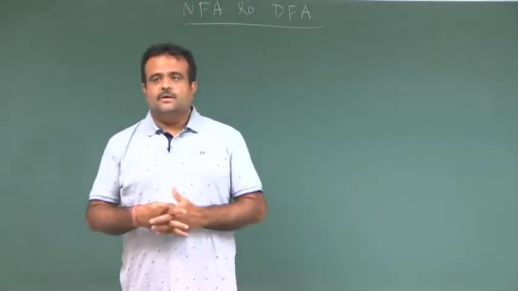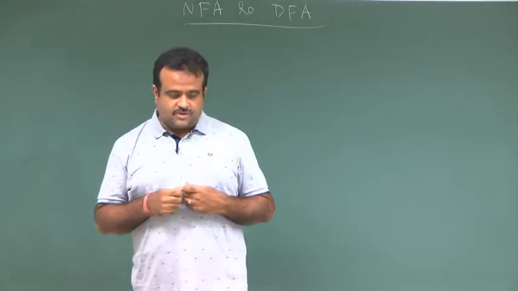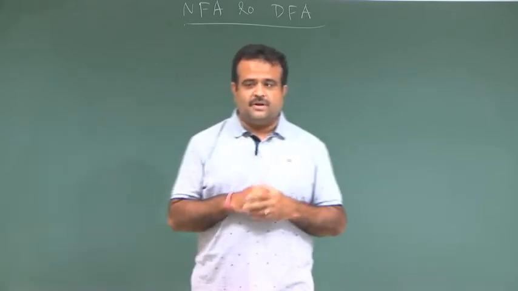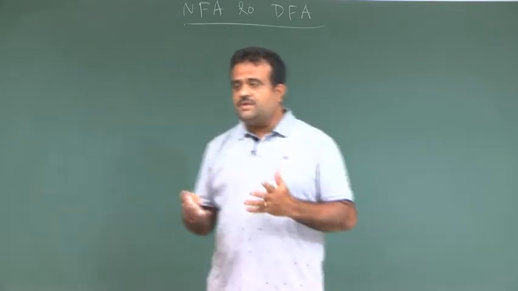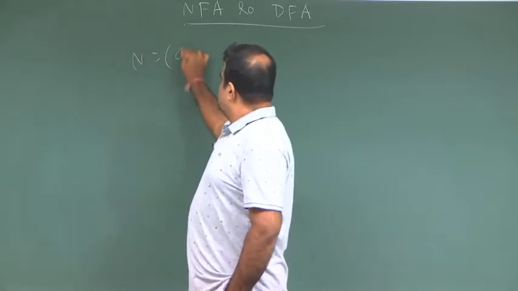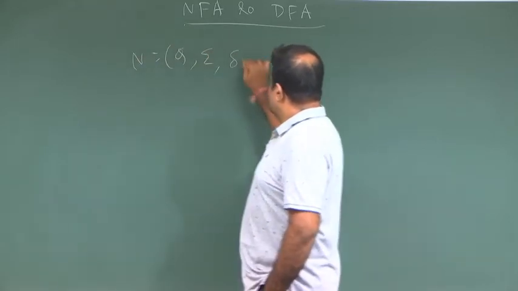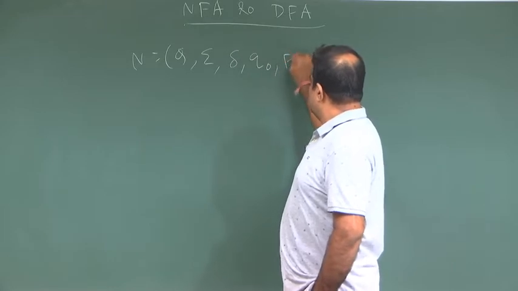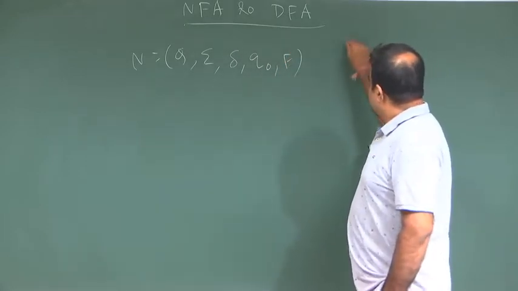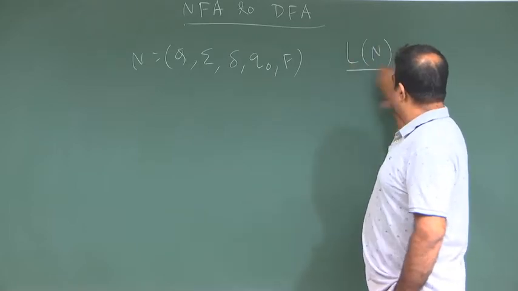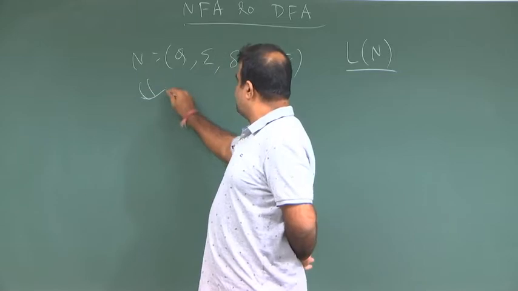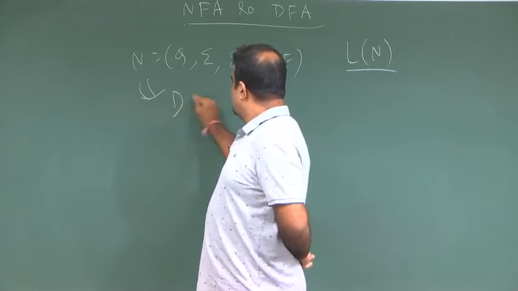Okay. So, we are talking about how we can construct the DFA from NFA, the equivalency between the DFA and NFA. That means, given a NFA, how we can get a corresponding DFA, which is accepting the same language. So, this is a NFA, and this is the language of this NFA. Now, from here we have to construct a DFA D.